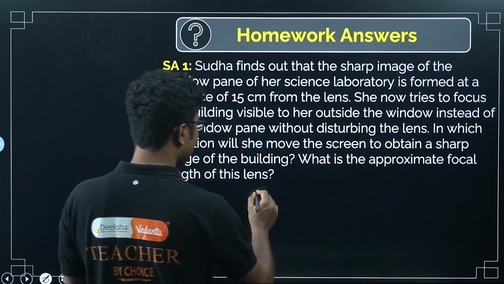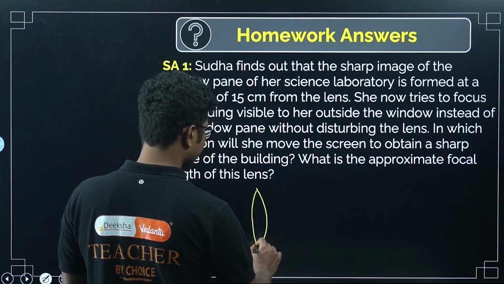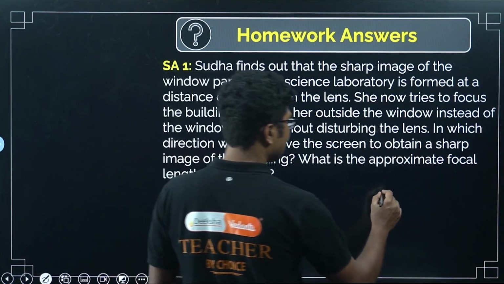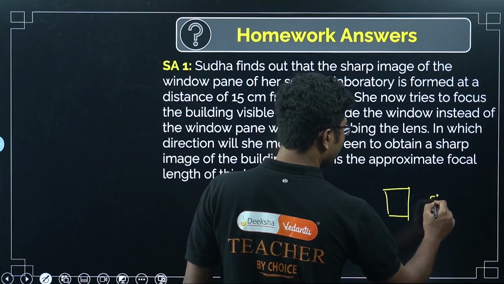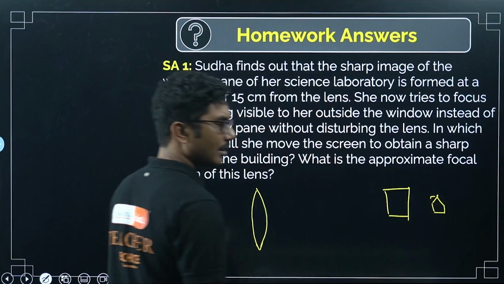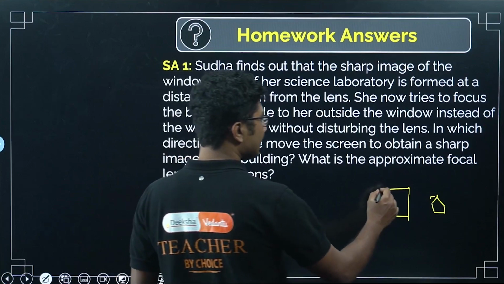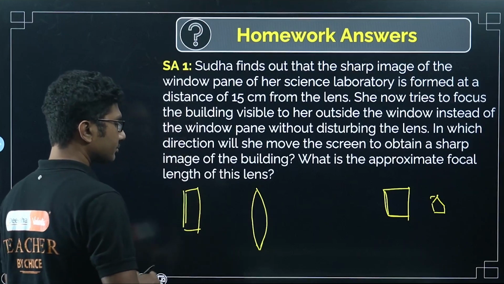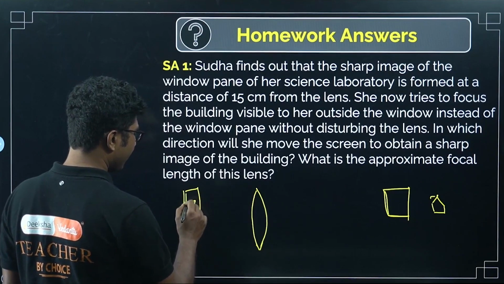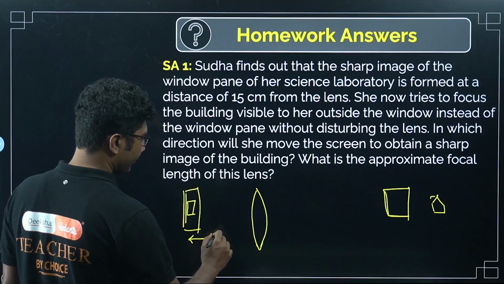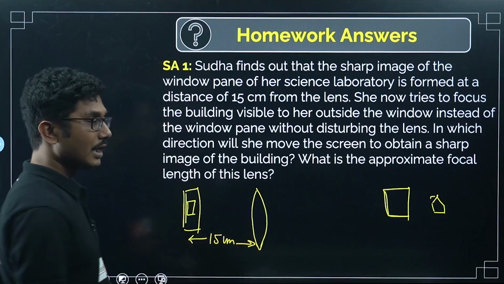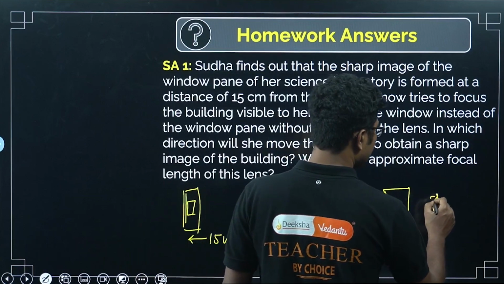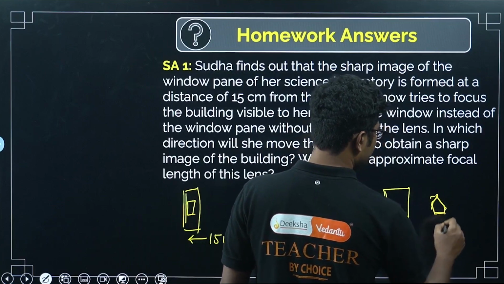So basically, suppose we have a convex lens. There is a window pane at some distance, and through the window there is some house, a nearby building. Initially she tries to focus this window pane and observes that the image is formed at 15 centimeters. Now she wants to focus this house without disturbing the lens.